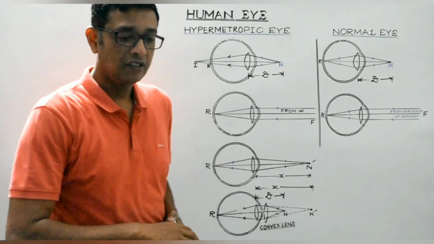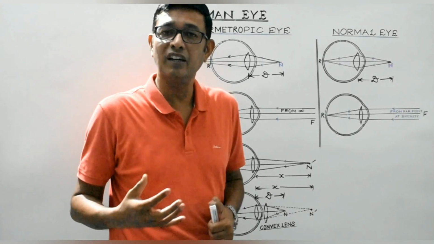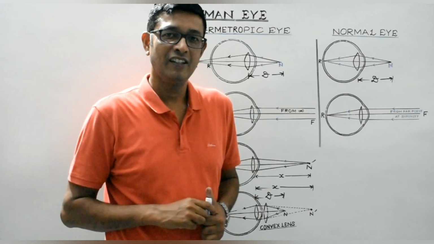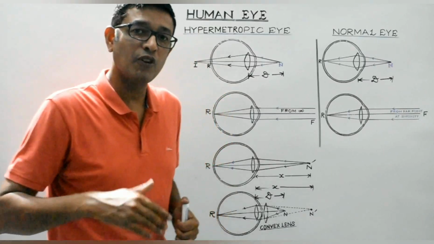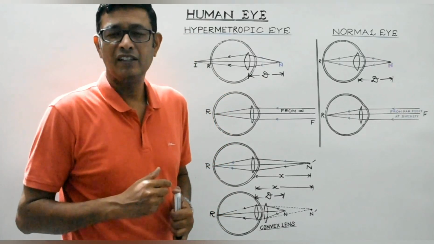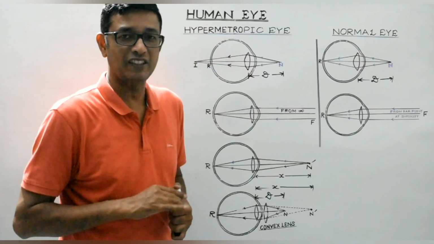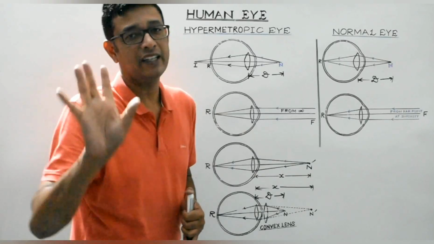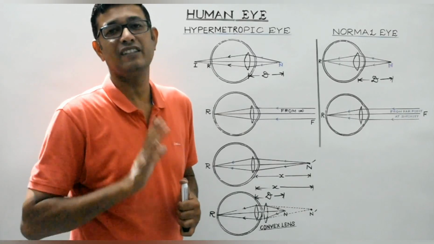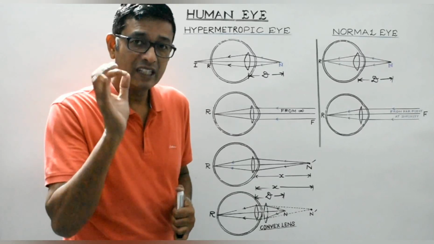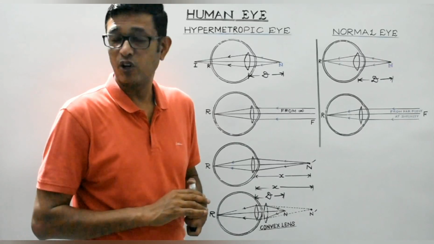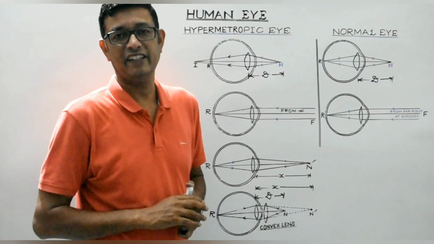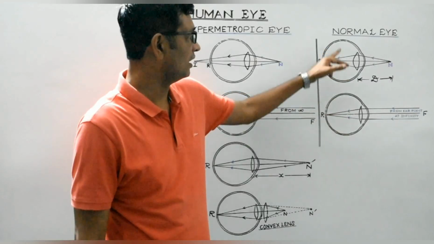Another common defect in the case of human eye is hypermetropia, also known as farsightedness. In case a person suffers from hypermetropia, then he is easily able to see the distant objects clearly. But in case of nearby objects, he is not able to see the objects clearly. For nearby objects, the image formed is blurred, because the image is not formed at the retina. Here also, this is the diagram for the normal eye.